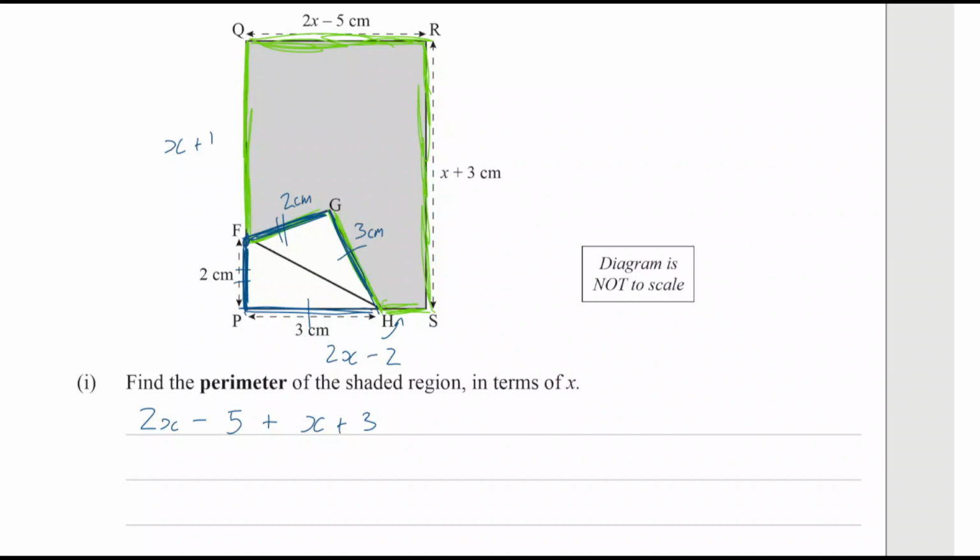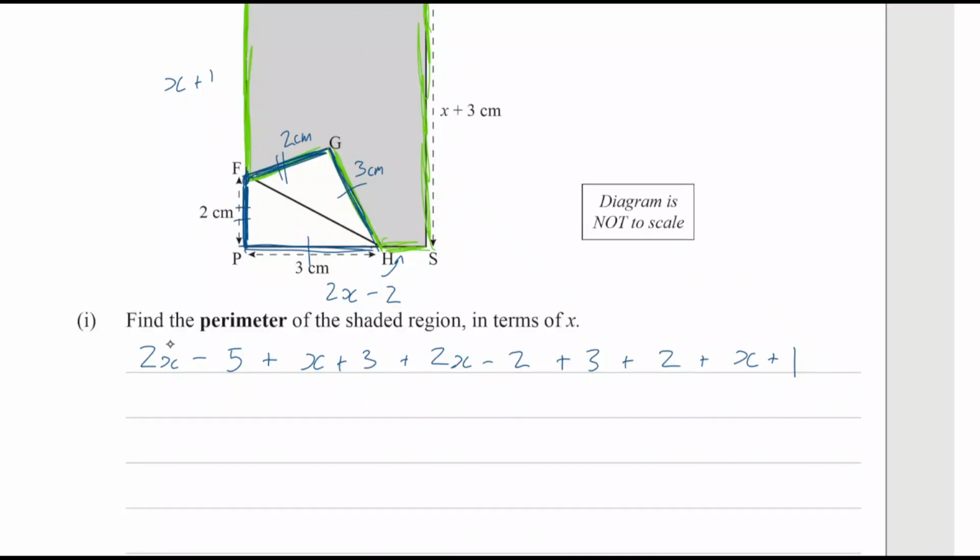All right, back to the perimeter. First side, second side, now the third side, which we just found, 2x minus 2. And then 3 plus 2 plus x plus 1. Wow, a lot of numbers there, but that's fine. We can definitely group like terms. So looking at the x terms, we have 2x plus x is 3x, plus 2x is 5x, plus x is 6x.